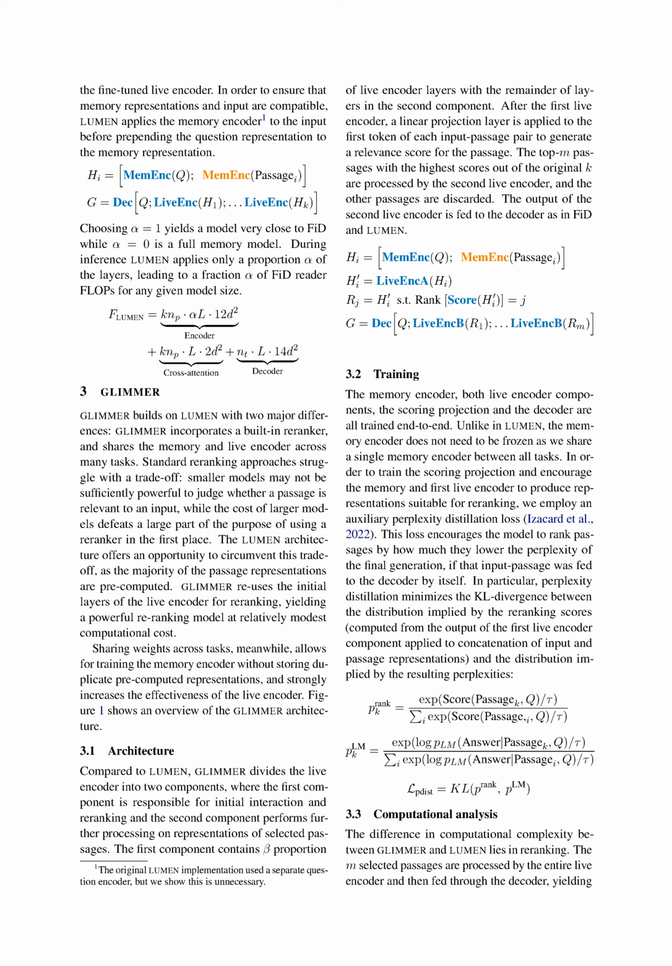Out of the initial set of passages, the top M passages with the highest scores are processed by the second live encoder. The rest are discarded. The output of this second live encoder is then fed to the decoder, similar to previous models like FID.